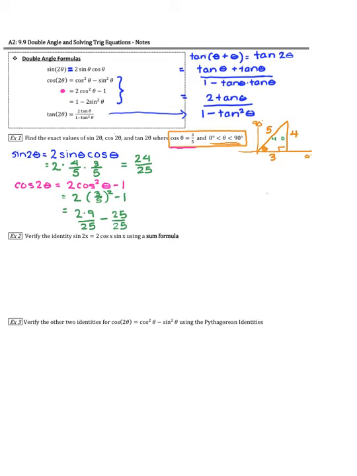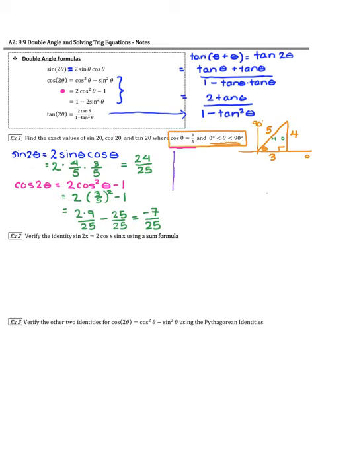I apologize, that is my dishwasher in the background, so I hope that's not too distracting. So then I have 18 minus 25, which is -7 over 25. And that would be the equivalent for cosine 2 theta given our information that let us draw the triangle.